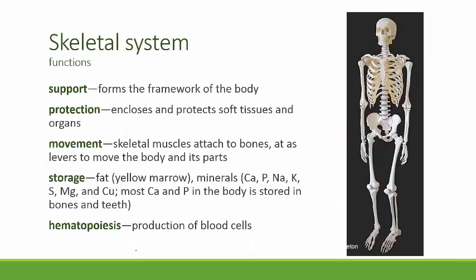When we think about the functions of the skeletal system, the primary function is support and protection. It provides the framework for the body, the framework to which the soft tissues are attached and from which they're hung. It also provides lots of protection. Think about the protective areas: the skull, the cranium, is very protective to the brain. The rib cage is very protective to the lungs and the heart, those vital organs.